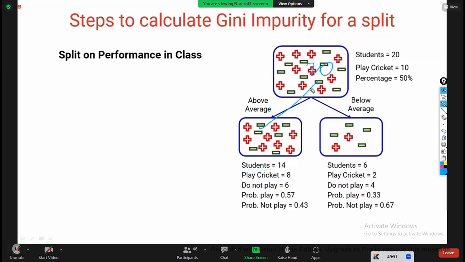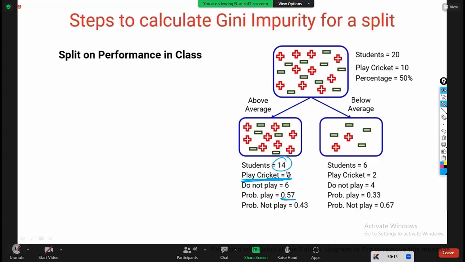So total 20 students. Out of 20 students, 14 of them are above average students and 6 of them are below average students. Within that 14 above average students, 8 of them will play, 6 of them will not play; 2 of them will play, 4 of them will not play. Now I'm going to calculate the probability of play. What is the probability of playing cricket within the 14 students?